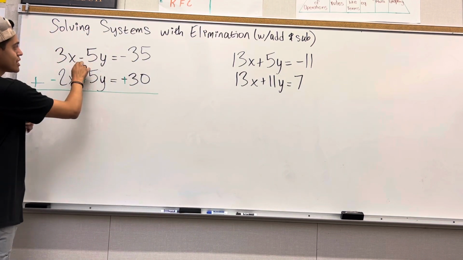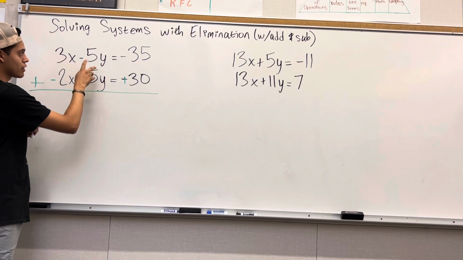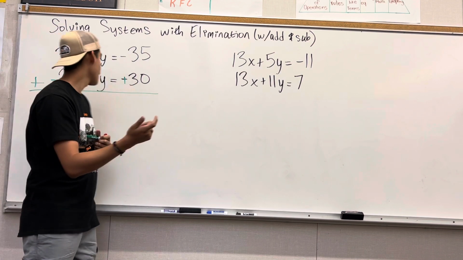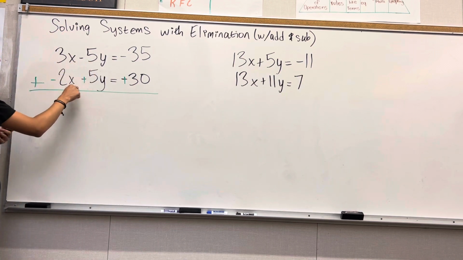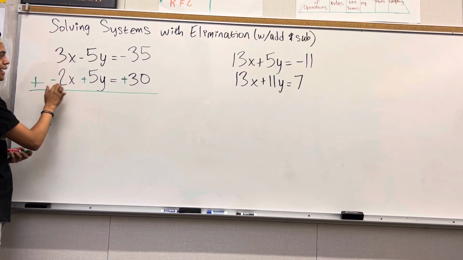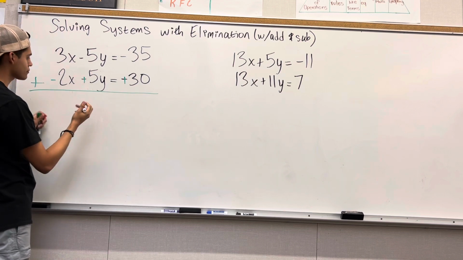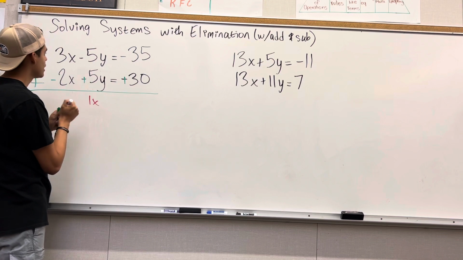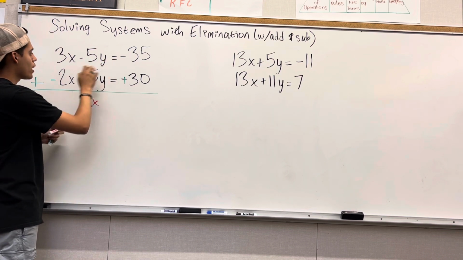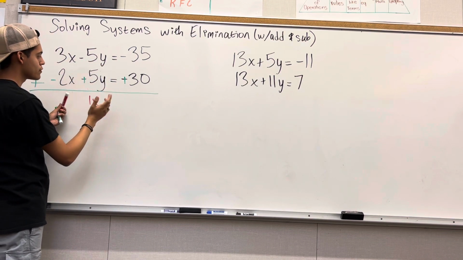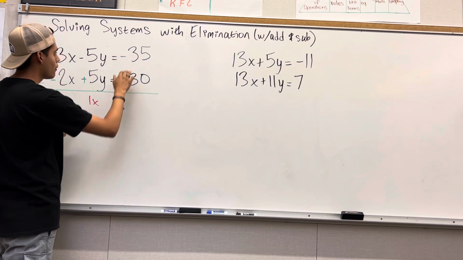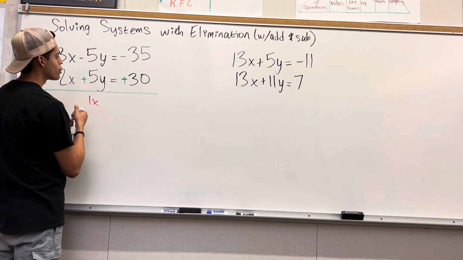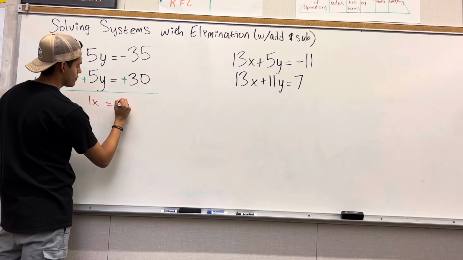So now we see that the signs are flipped. They're opposite of each other. Now let's do addition, how we know how to do it. Okay, so 3x plus -2x would give you just 1x. I'll just write it like that. And then -5y plus positive 5y would give you 0. We're not going to write it. -35 plus 30 would give you -5.